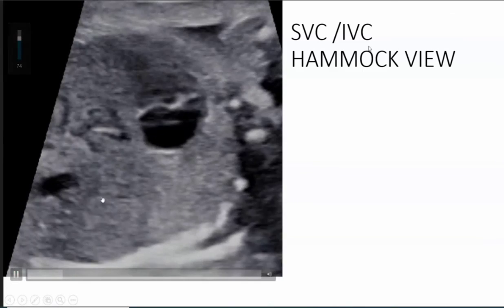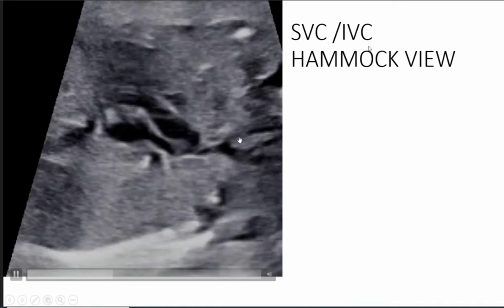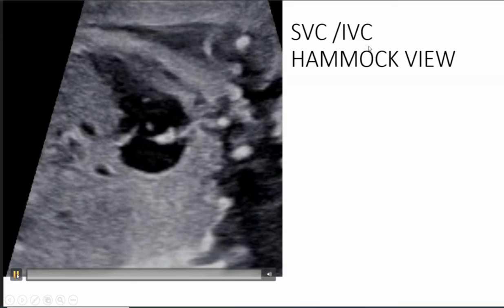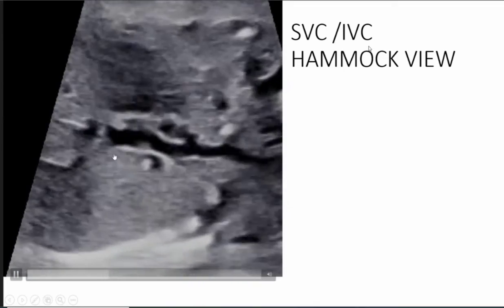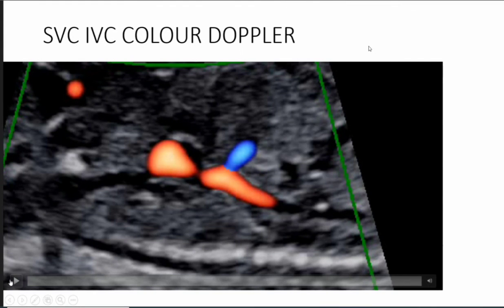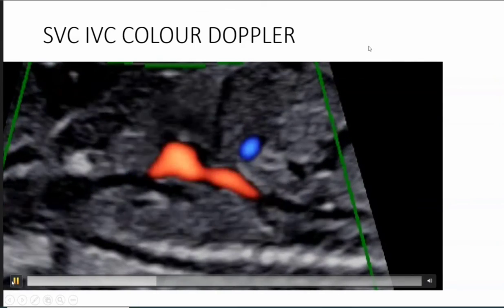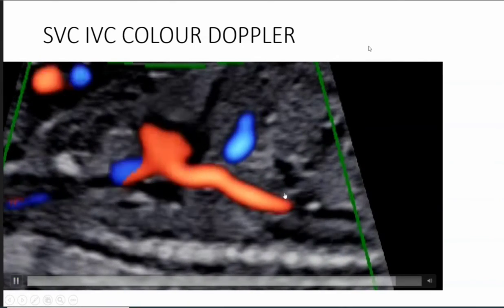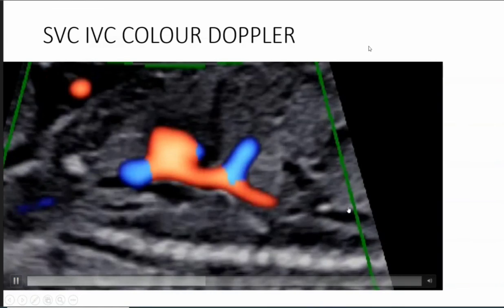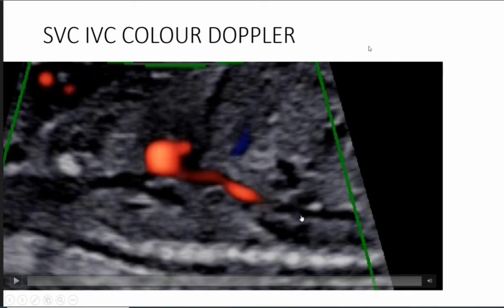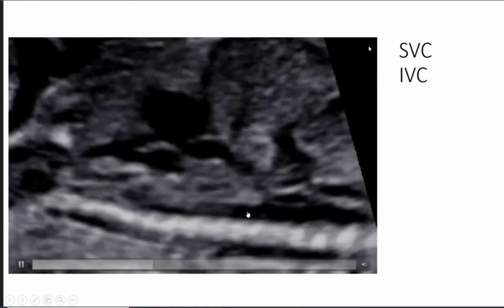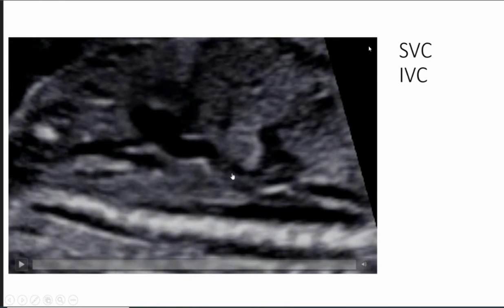A parasagittal view shows the hammock view or bicaval view. This is the right atrium. Cranially is the SVC, caudally is the IVC, and you can see that the hammock view shows both the IVC and SVC draining into the right atrium. With a lower pulse repetition frequency, we can show the SVC and the IVC draining venous blood into the right atrium, and it is important to show a good length of IVC in order not to miss an interruption of IVC in heterotaxy. So whenever you take the hammock view, get a long segment of the IVC.